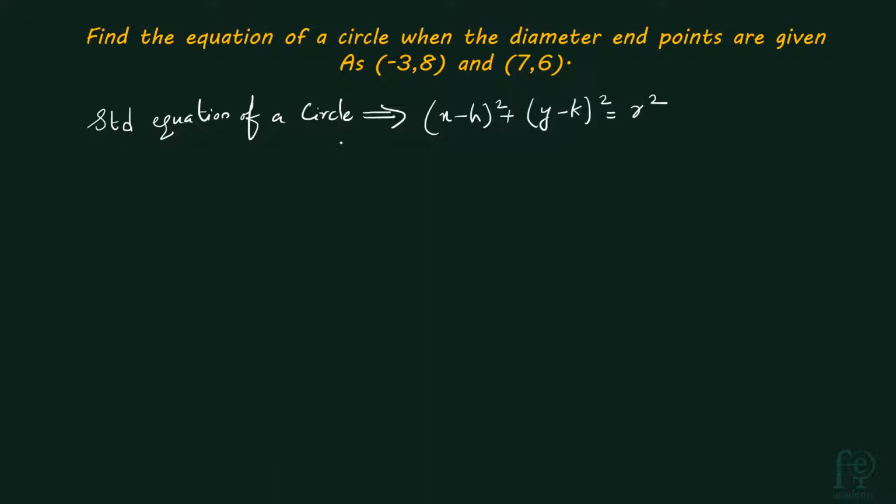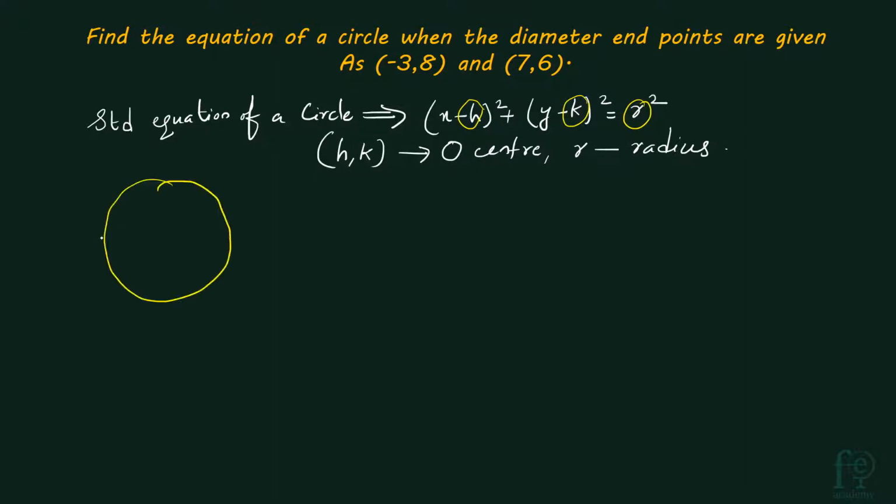So what are these h and k? h and k represent the center O of the circle and r represents the radius of the circle. So now we have the standard equation of the circle. In order to find the equation of a circle, we need to know h, k and r, where h and k represent the center of the circle and r represents the radius. So from the given question, how do we find the center of the circle?